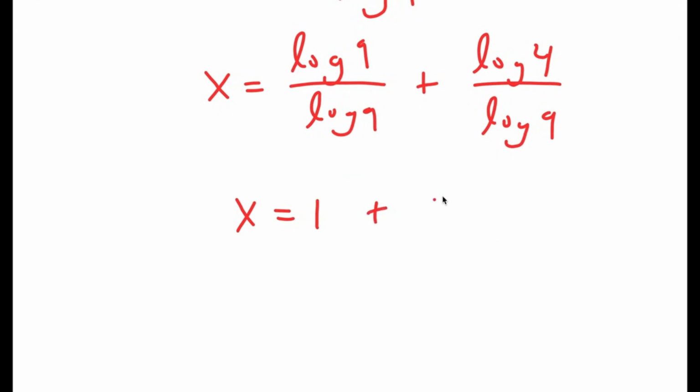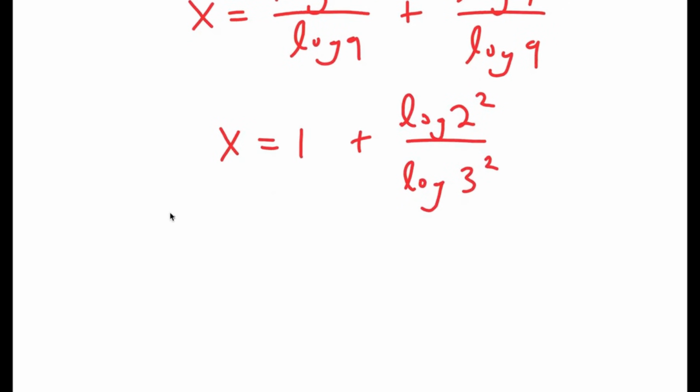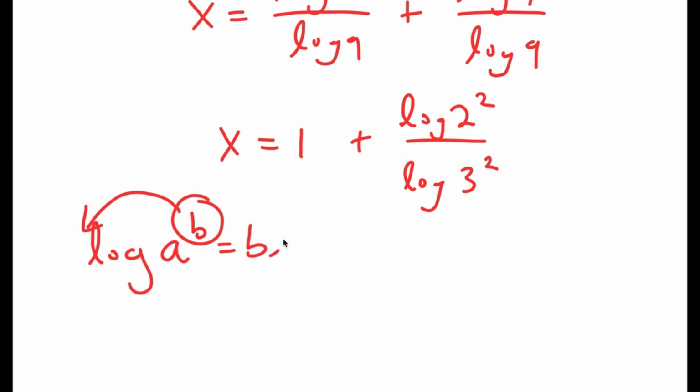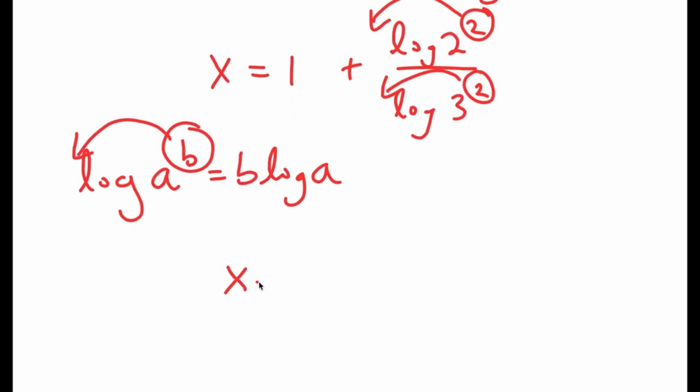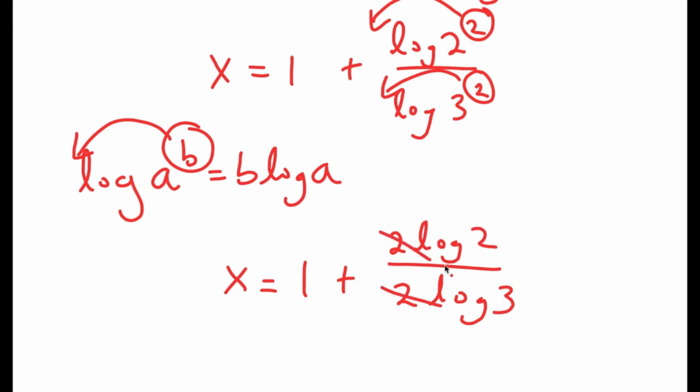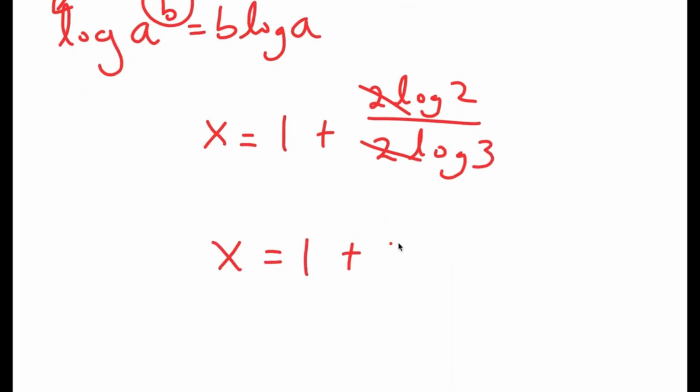which is equal to 1 plus log of 2 squared over log of 3 squared. And if I have something in the form log of a to the power of b, I can move this exponent b to the front, so this turns into b times log a. In this case, I can move 2 to the front over here, 2 to the front over here, so I get x is equal to 1 plus (2 times log 2) over (2 times log 3). From here, I can cancel out these two 2's, so I get x equals 1 plus log 2 over log 3.